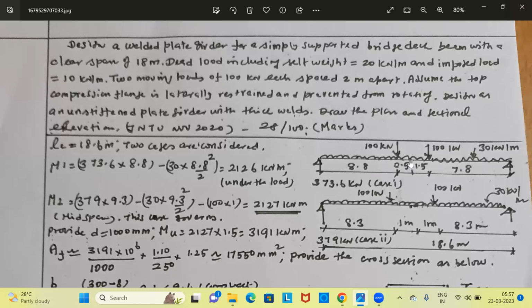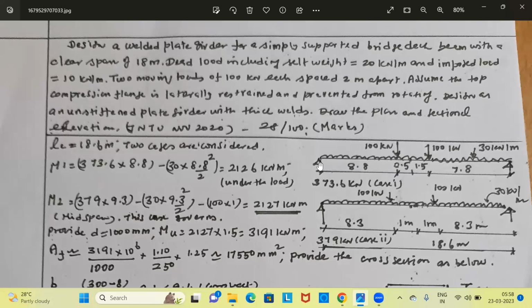For calculation of maximum bending moment due to 2-point loads, 1-point load should be placed at a distance of S by 4 from the midspan. Here, the distance between the 2-point loads is 2 meters. If X is the distance between the 2-point loads, here it is 2 meters. X by 4 is 0.5 meter. So 1-point load should be placed from the midspan at a distance of X by 4, 2 by 4, that is 0.5 meter. This corresponds to the maximum load created by the point loads.